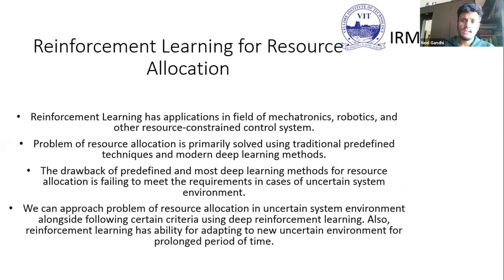Now, moving to the next thing, how reinforcement learning is applied. It is helpful in cases of mechatronics, robotics, and resource constrained environments. The problem could not be effectively solved using predefined techniques and modern deep learning methods, but it has been solved using reinforcement learning in cases specific to uncertain system environments. If the environment is uncertain, reinforcement learning has the ability to adapt to the new uncertain environment for prolonged amounts of time.